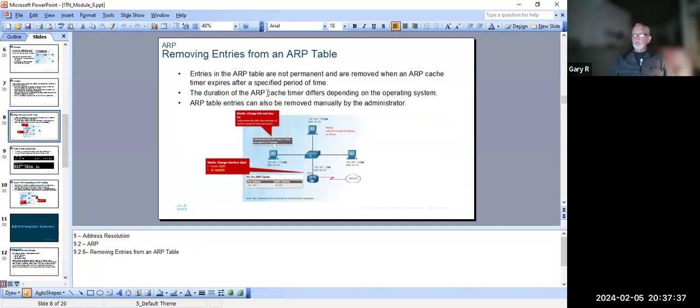You can remove entries from the ARP table, but very seldom will you do that. Maybe if you're having some troubleshooting issues and you want to mess around with it manually. For the most part, the ARP table is automatic. It will populate itself automatically, and you can view it, but generally you're not going to tinker with it.